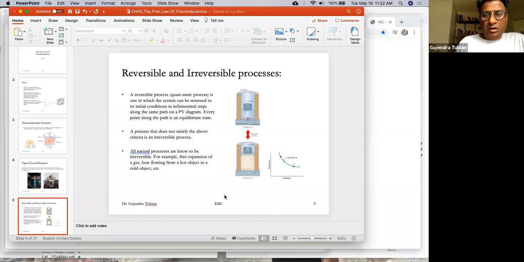Anyway, all right, so on a PV diagram, if you proceed along a process and each point is an equilibrium point, and if you could go back, that would be a reversible process. Well, there are no natural reversible processes, but this concept is useful in calculations, okay? So that's why we've defined it.